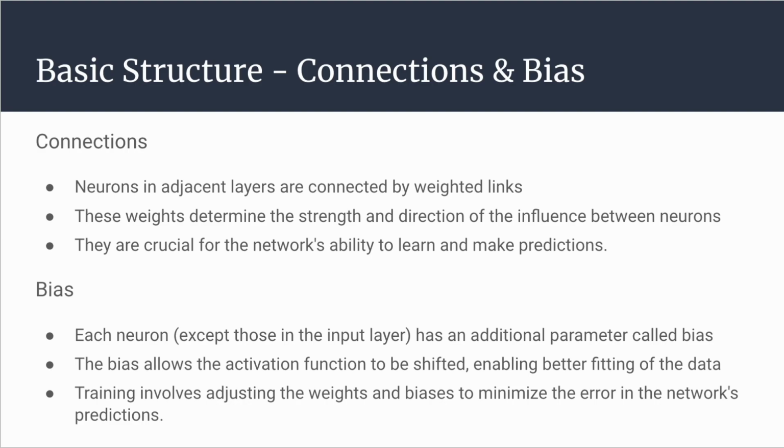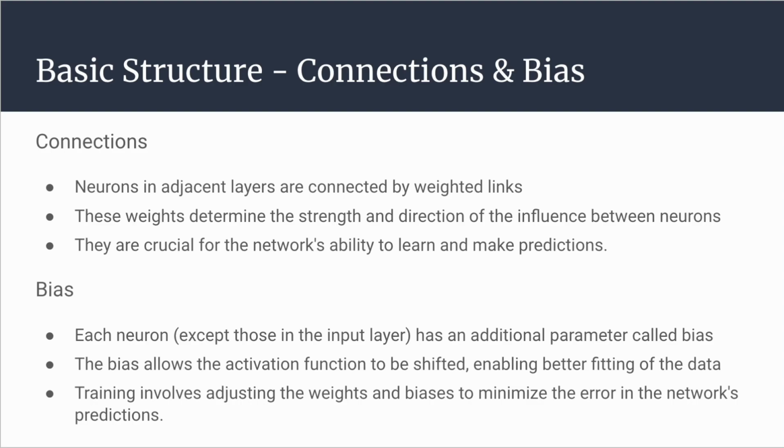Earlier we mentioned connections and biases when we were talking about hidden layers. What do these actually mean? Let's start with connections. Connections in a neural network refer to neurons in adjacent layers, which are connected by weighted links. These weights determine the strength and direction of the influence between neurons.